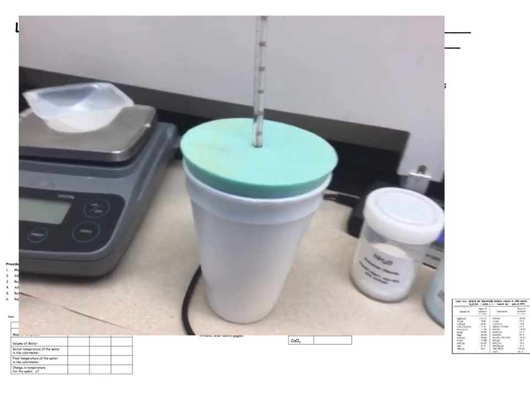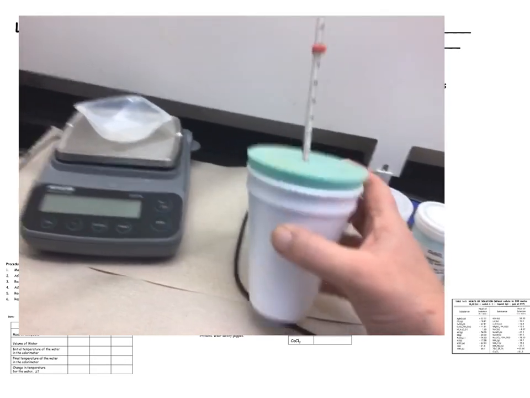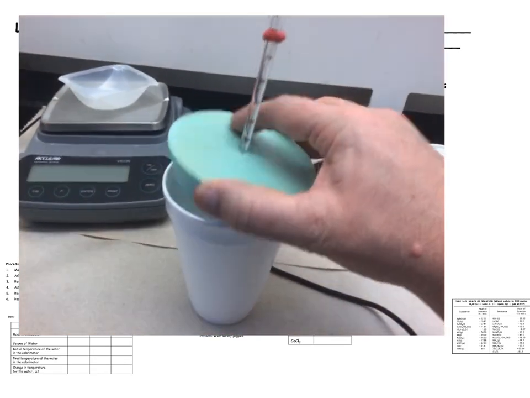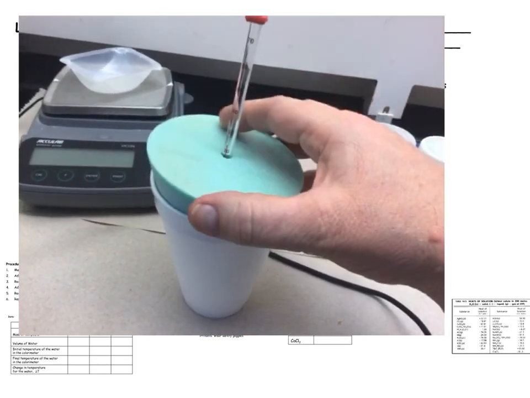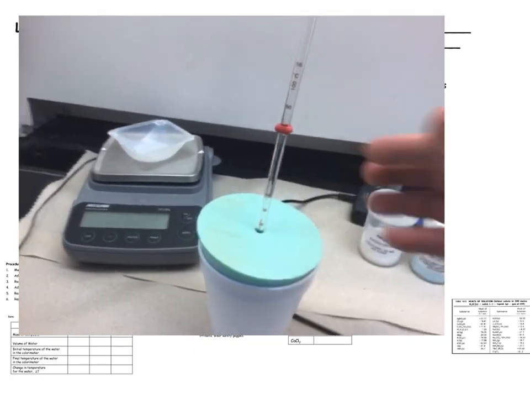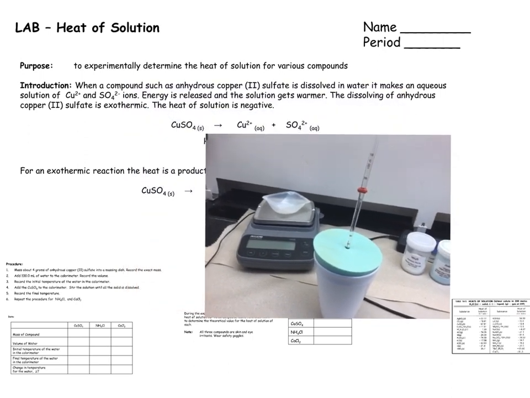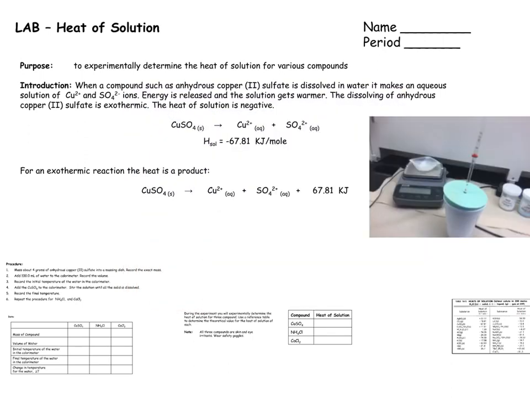Hello everyone. This is a calorimeter. It's basically a styrofoam cup with a lid on it and then a thermometer. We use it to do thermal chemical experiments like the one we're going to do today called heat of solution. Now, the purpose of this lab is to experimentally determine the heat of solution of various compounds. We're going to do 3 of them.